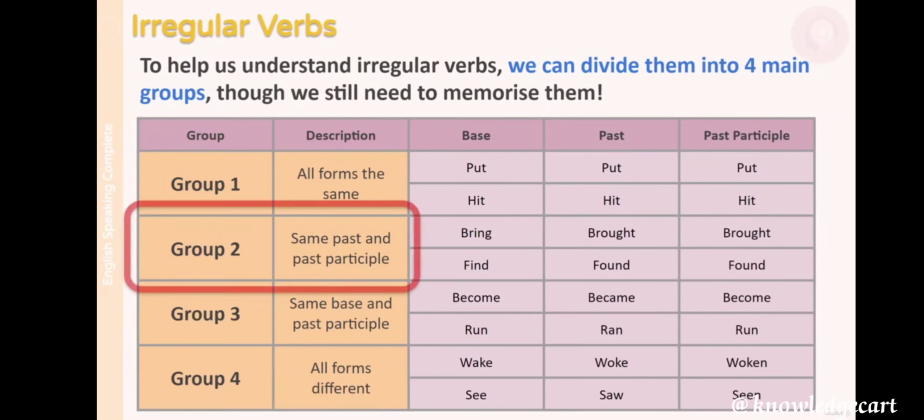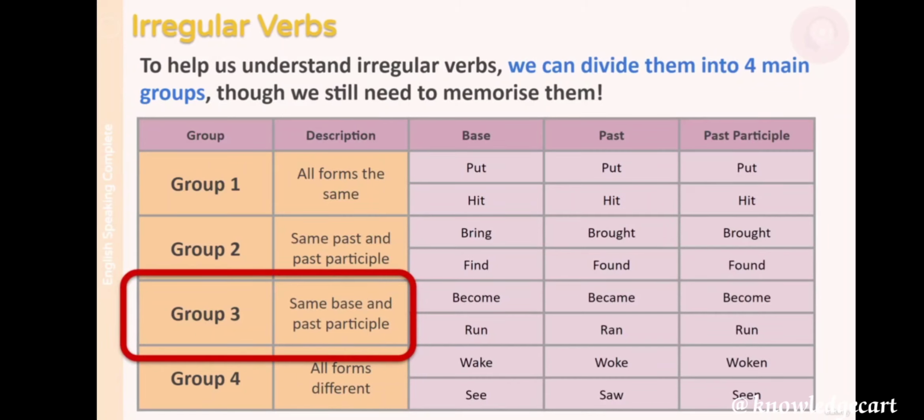Here is group 2. So we have the same past and past participle. Bring, brought, brought. Find, found, found. So the past and the past participle sometimes can be the same. But we can also have the same base and past participle, with the past form being different. Become, became, become. Run, ran, run. Slightly confusing, a little bit tricky to remember, but again, it is just about practice.